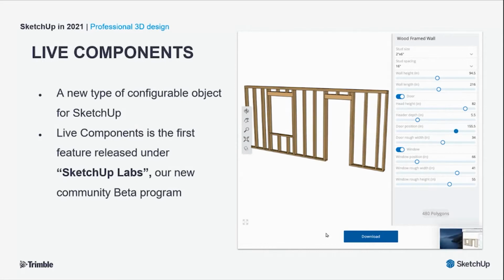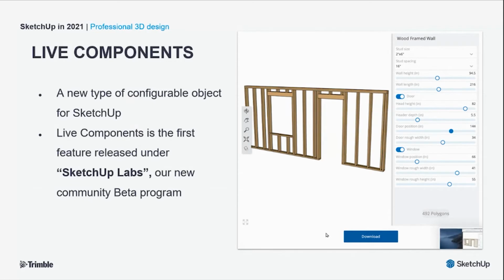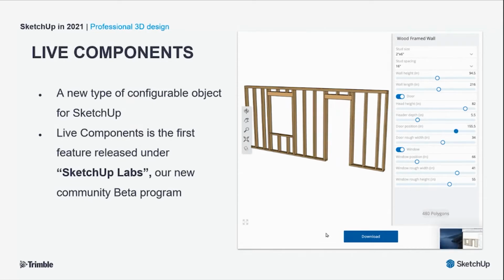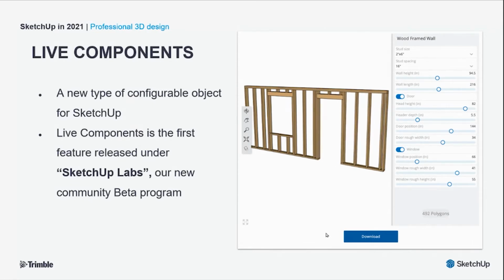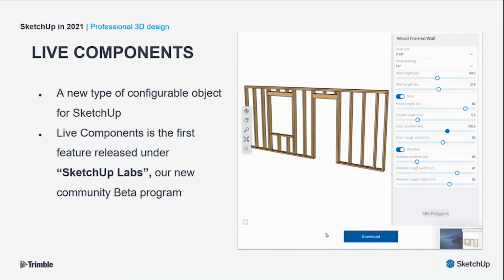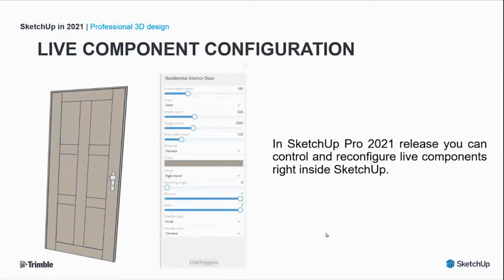And with this live component, we can see various sliders to change different properties like color, size, or numbers, etc. With the previous version, we could only configure this live component inside 3D Warehouse, and only after configuring could we bring it to our SketchUp model. But now SketchUp has the ability to edit all the live components right inside SketchUp.